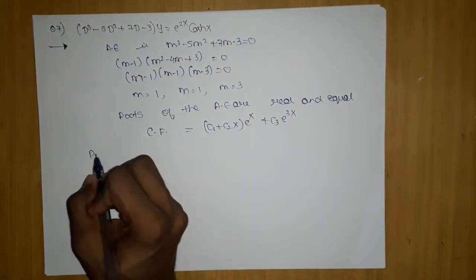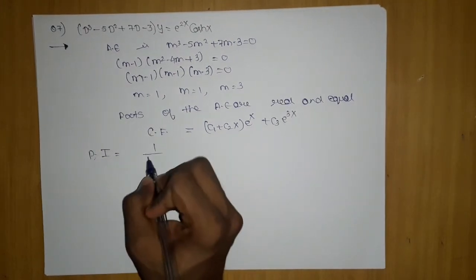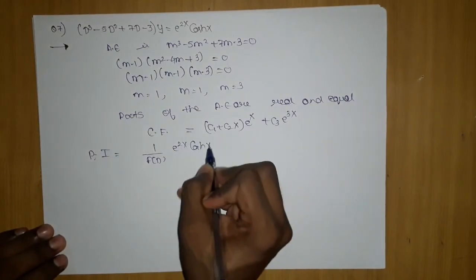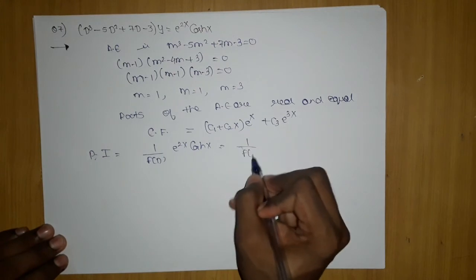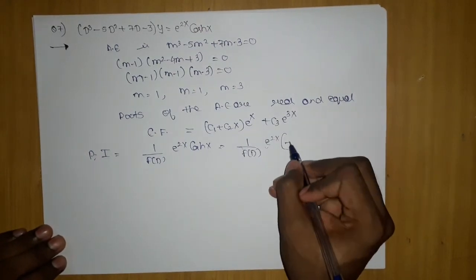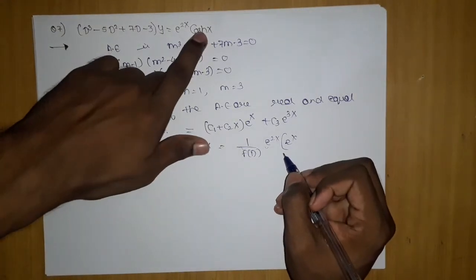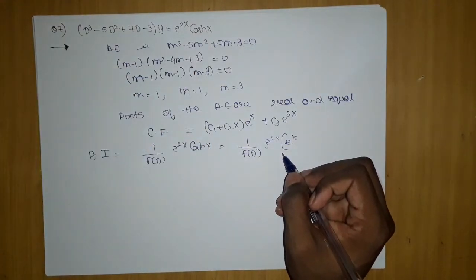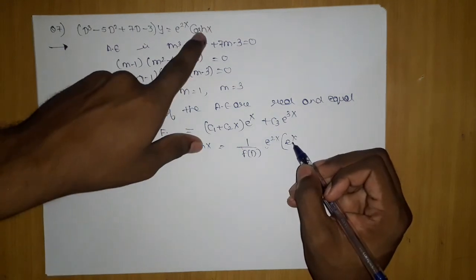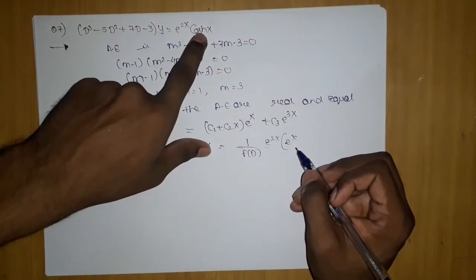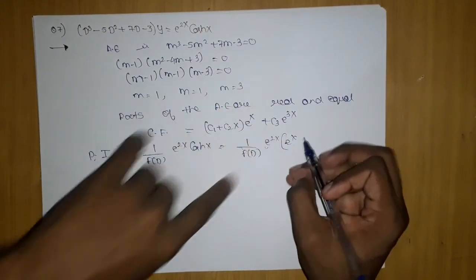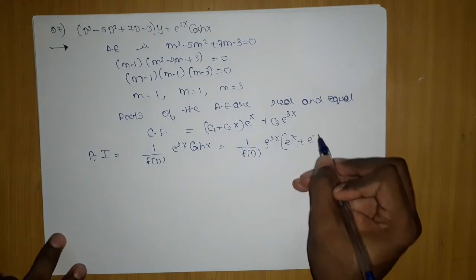Further on, the particular integral will be 1 upon f of D into e to the power 2x into cos hx, which is further 1 upon f of D into e to the power 2x. Here we will write e to the power x, because here there is no 2hx, here it is hx. In the previous one it was 2hx, so we used to write 2. Here no 2, whatever the h is we have to write here. If h is 1, it will be x e to the power x. If it were 2h, it will be 2x.